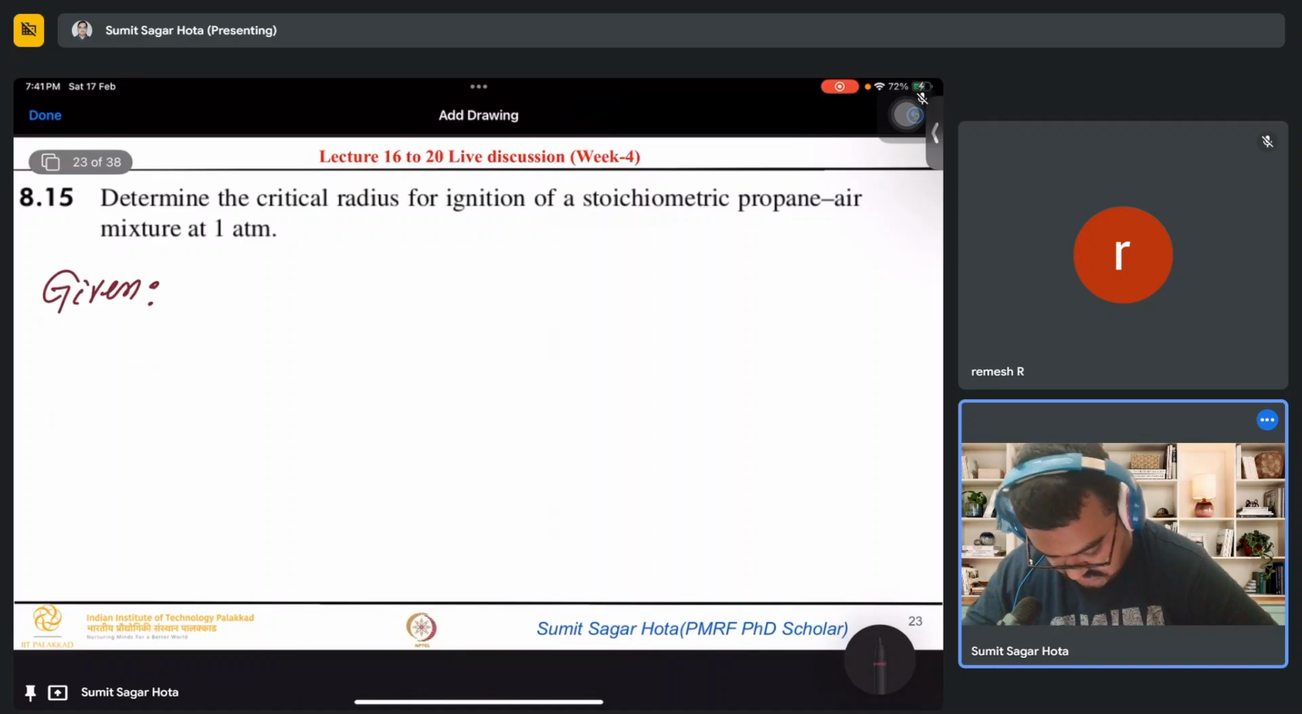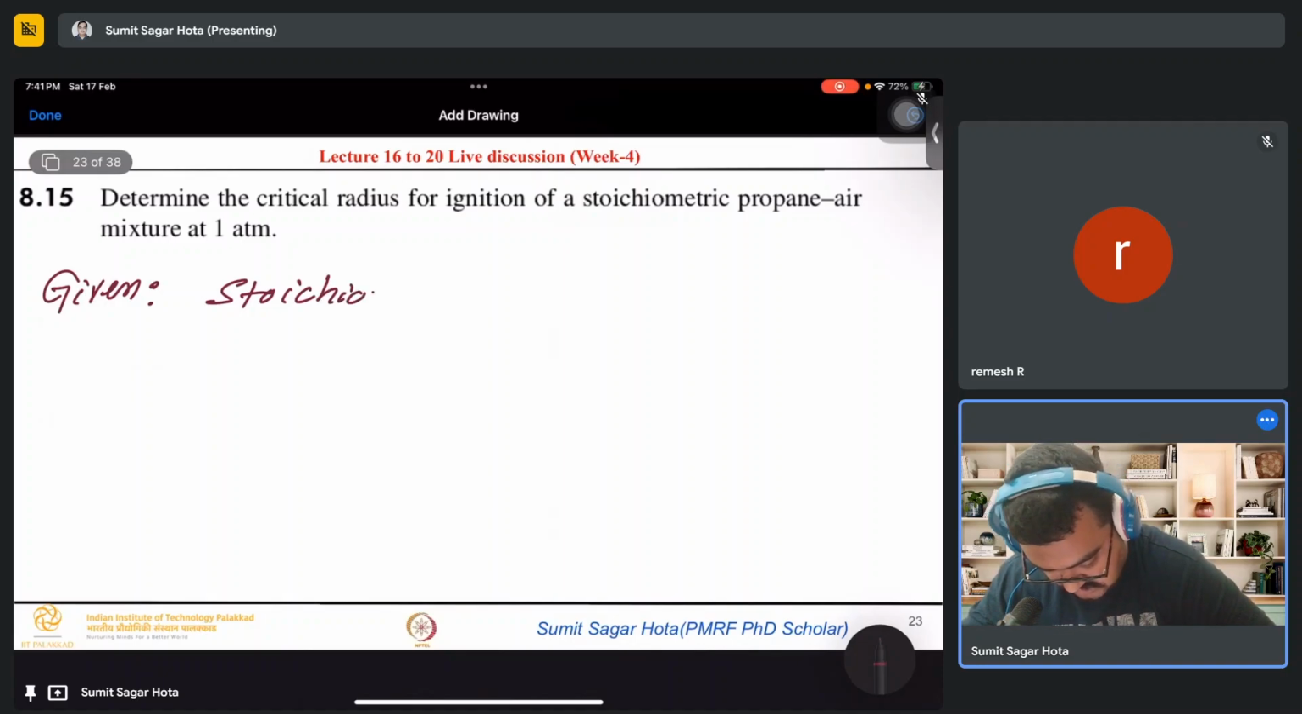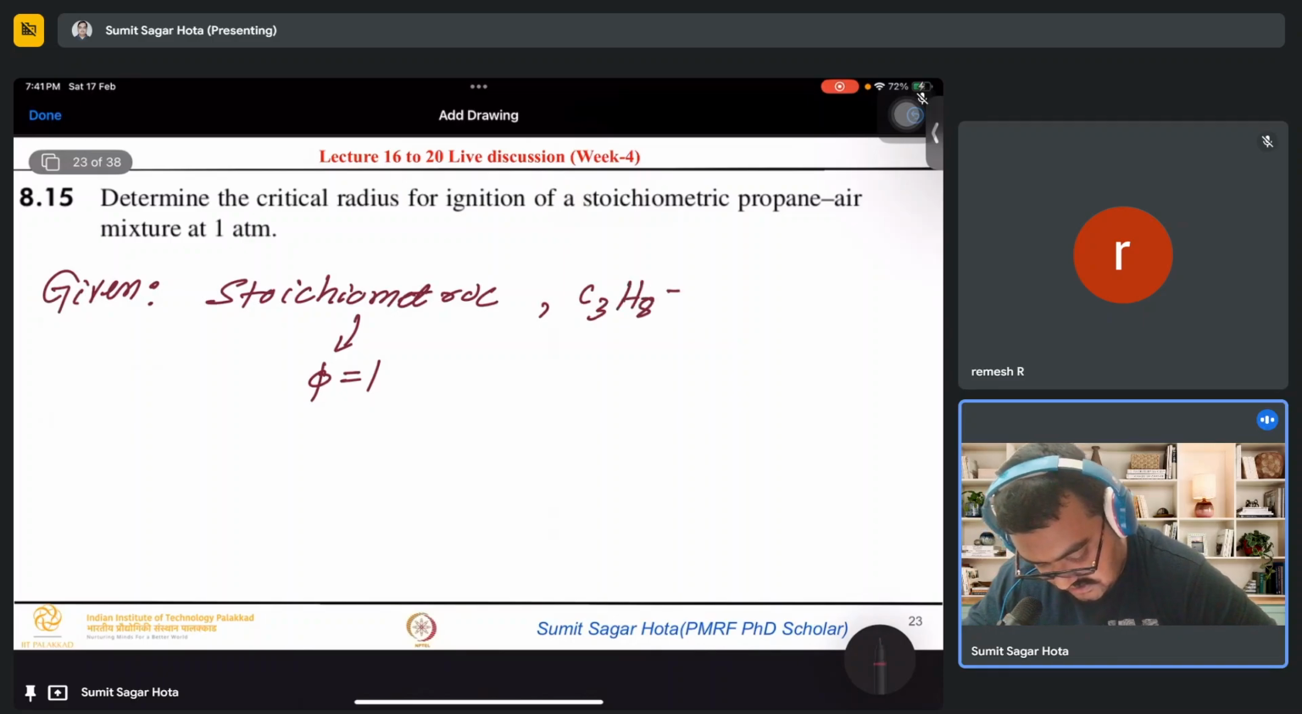Determine the critical radius of ignition of a stoichiometric propane air mixture at 1 atmospheric. For this type of question the approach is very important, how you are approaching the question. So read everything carefully. Stoichiometric condition means they are giving phi is equal to 1. The fuel is also given, C3H8 and air. The condition is P equal to 1 atmospheric and T equal to 300 Kelvin.